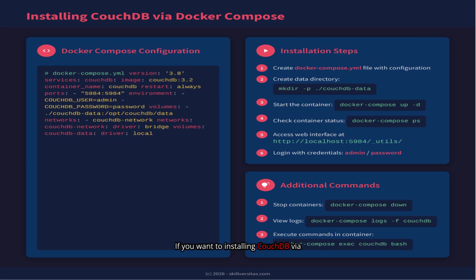If you want to install CouchDB via Docker Compose, you can create a Docker Compose file and paste this YAML script. And continue with creating the data directory, mkdir -p ./couchdb-data. Then to start the container, execute this command, docker-compose up -d. When you want to check container status, use this command, docker-compose ps. And lastly, you can access the CouchDB web interface. You can visit http://localhost:5984/_util/ and log in with credentials.